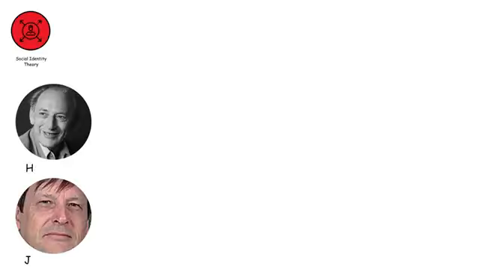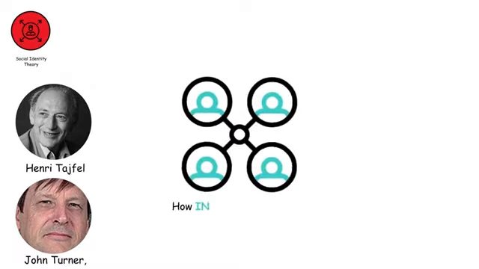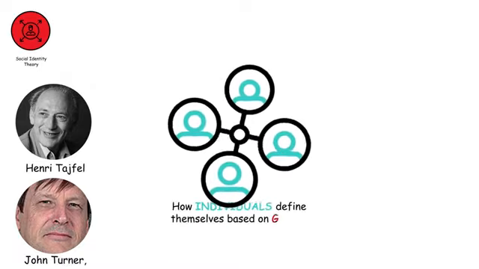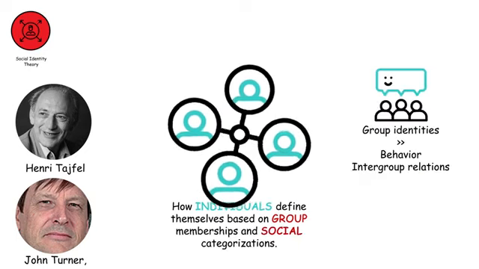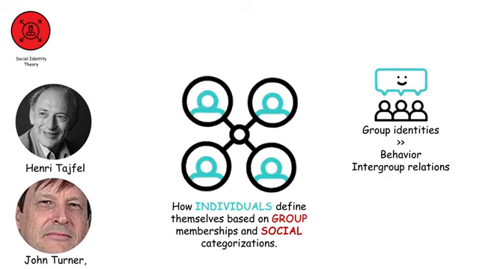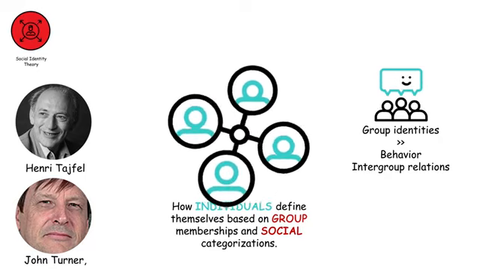Social identity theory. Developed by Henri Tajfel and John Turner, social identity theory explores how individuals define themselves based on group memberships and social categorizations. It investigates how group identities influence behavior and intergroup relations. Mind theory.